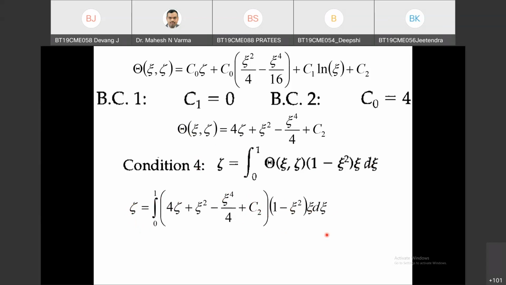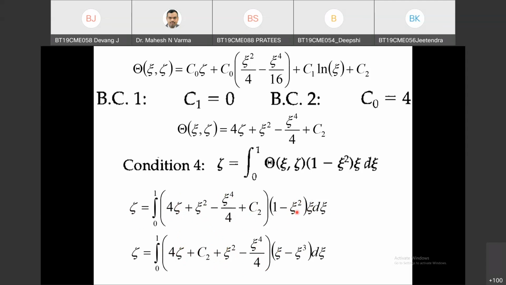Now integrating d epsilon, which varies from 0 to 1. Now integrate this equation. So what is done actually? First of all, this epsilon and this bracket are multiplied. So here I will get epsilon minus epsilon cube. This is as it is. This is as it is. All non-epsilon terms are collected here. This is 4 zeta plus C2, and this is epsilon square and minus epsilon raised to 4 as it is.